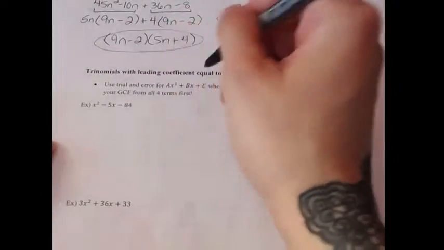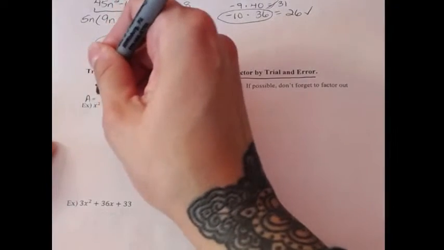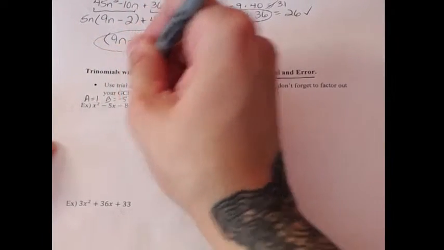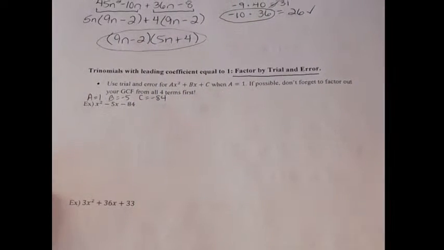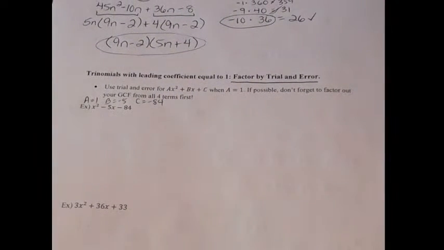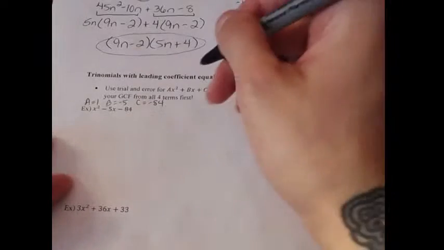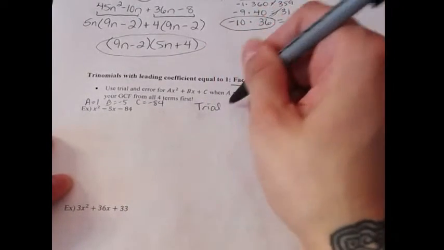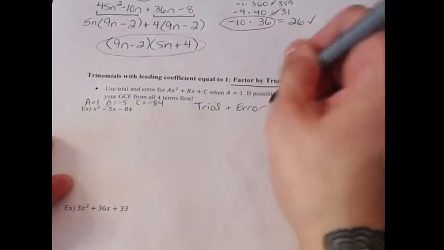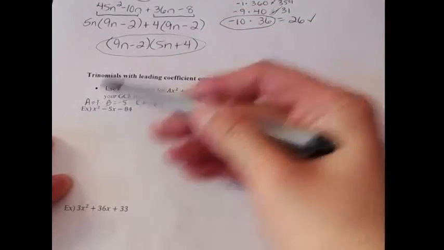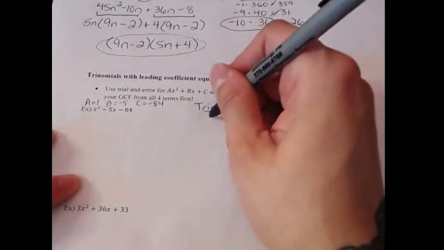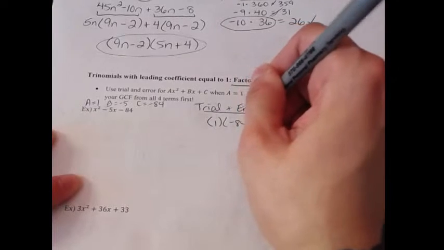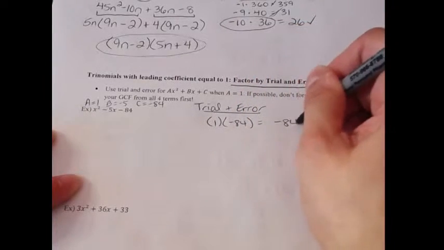Notice that if I wanted to, I can make a note that A is 1, B is -5, and C is -84. Now, the cool thing about trial and error is that it looks very much like AC grouping. So our method here is trial and error, and we know that because it's a trinomial whose leading coefficient is 1. A is equal to 1. We're going to go through the same process of A times C. So we've got 1 times -84, which gives us -84.